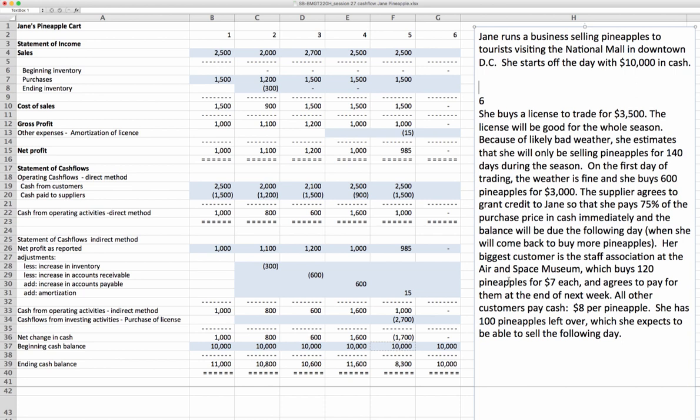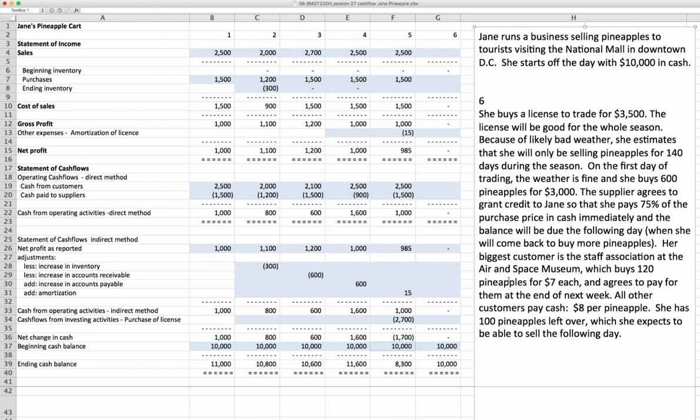On the first day of trading, the weather is fine, and she buys 600 pineapples for $3,000. The supplier agrees to grant credit to Jane so that she pays 75% of the purchase price in cash immediately, and the balance will be due the following day when she'll come back for more pineapples.